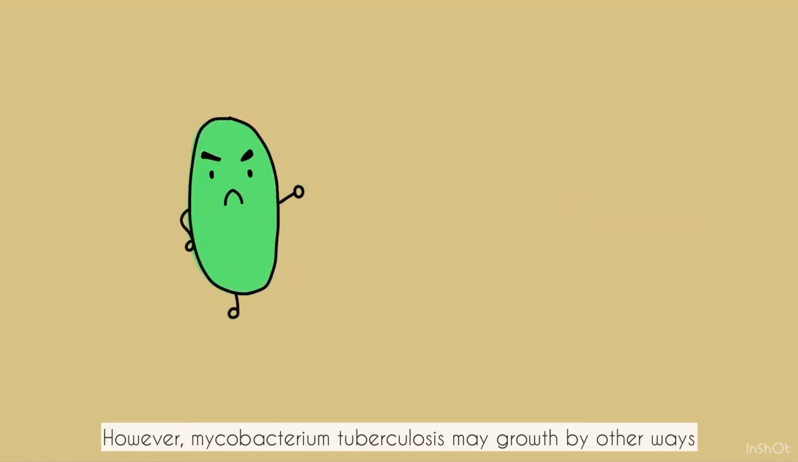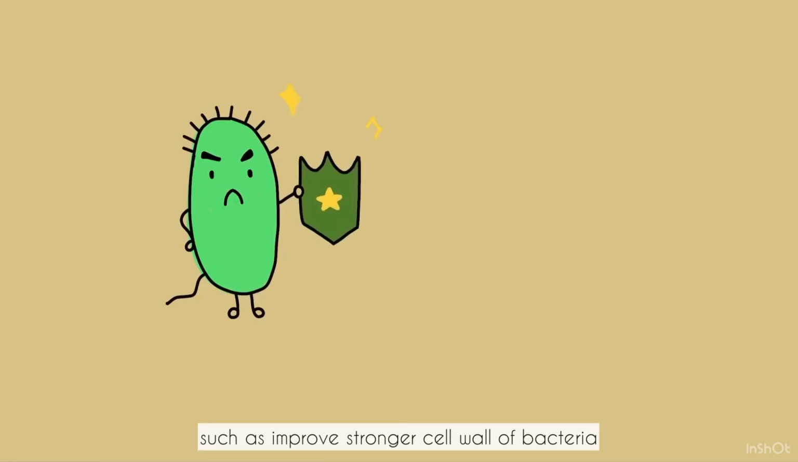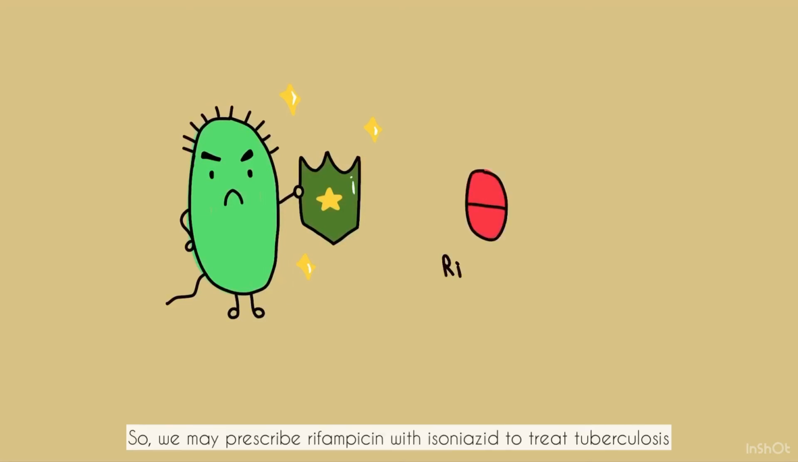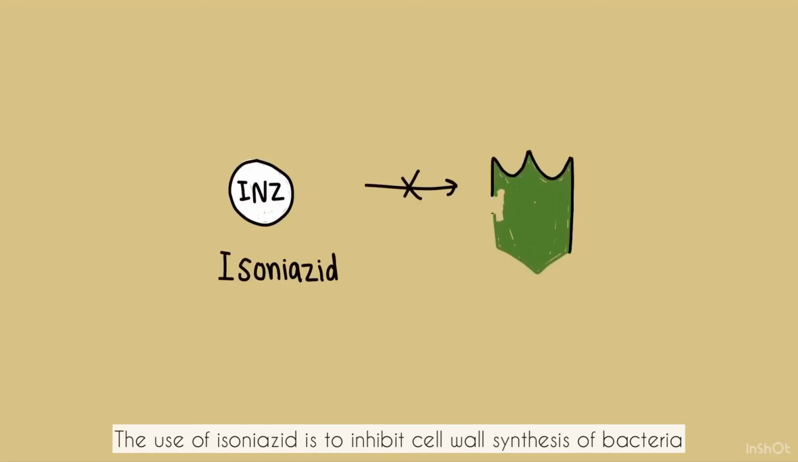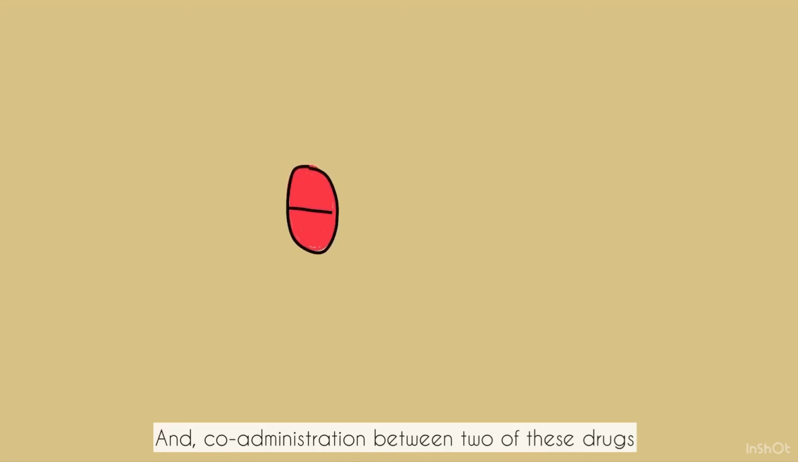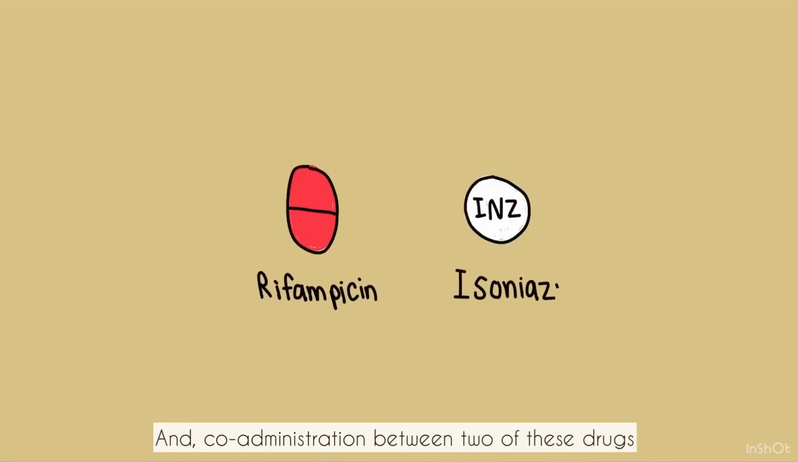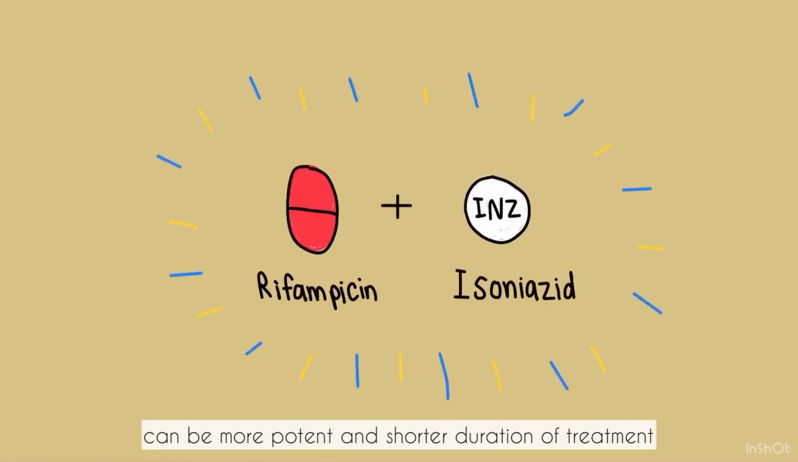However, Mycobacterium tuberculosis may grow by other ways, such as building a stronger cell wall. So we may prescribe rifampicin with isoniazid to treat tuberculosis. The use of isoniazid is to inhibit cell wall synthesis of bacteria. And the co-administration of these two drugs can be more potent and shorten the duration of treatment.